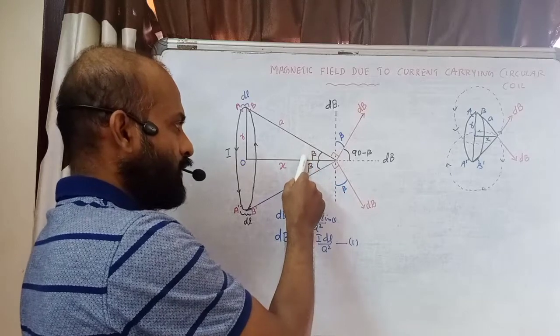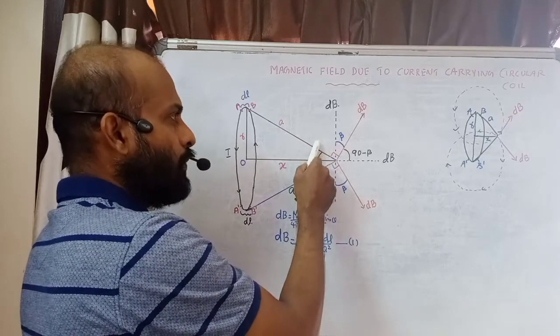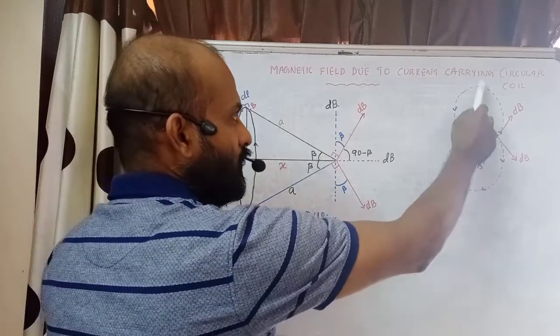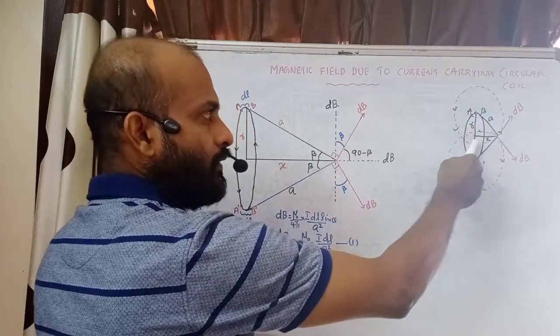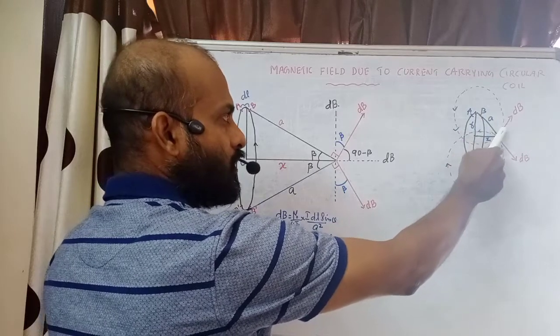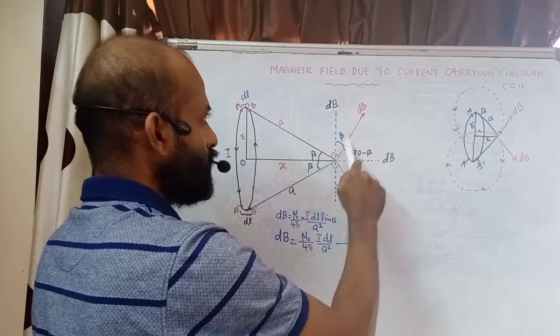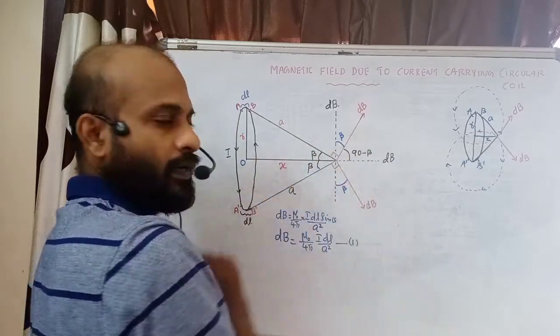If this angle is beta, this already is 90 degree. How this is 90 degree? Because in this diagram you can see this is a magnetic circular field line. This is the radius of the circle. Okay, this is a radius and this is a tangent. What is the angle between radius and tangent? This is acting as a radius. This is a tangent. This angle should be 90 degree.